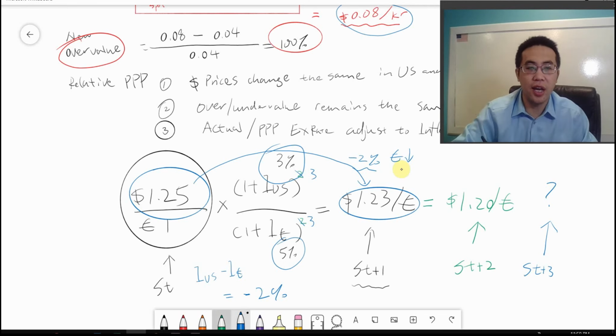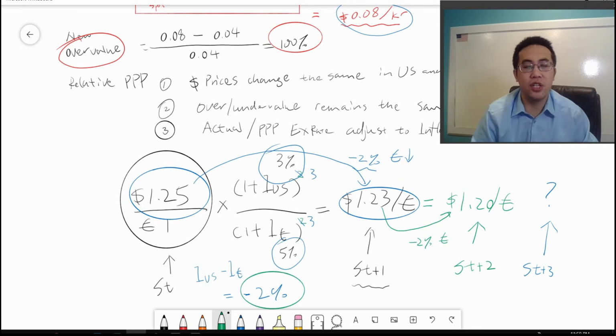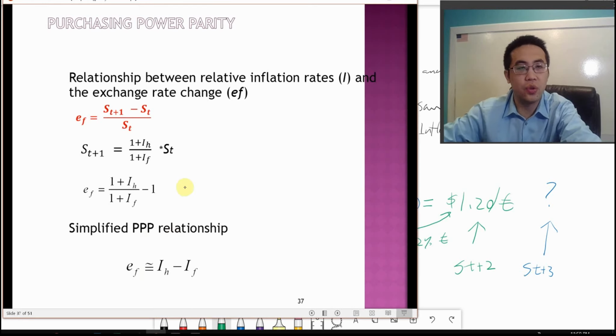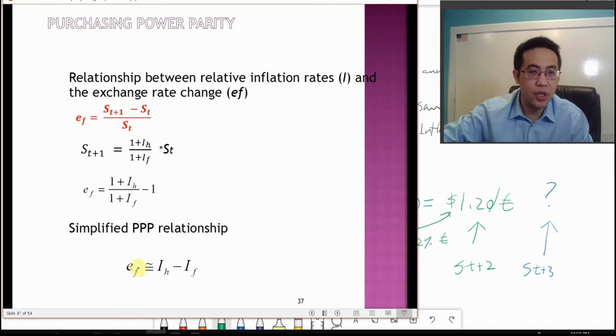And you can do another calculation from 1.23 to 1.20. It is another 2% depreciation of the euro, and that once again comes from this inflation difference between the US and the Eurozone. I'm not going to spend time proving how I get this equation. It is an approximate estimation coming from the equation above. Just keep in mind that the inflation differences would result in the exchange rate change.